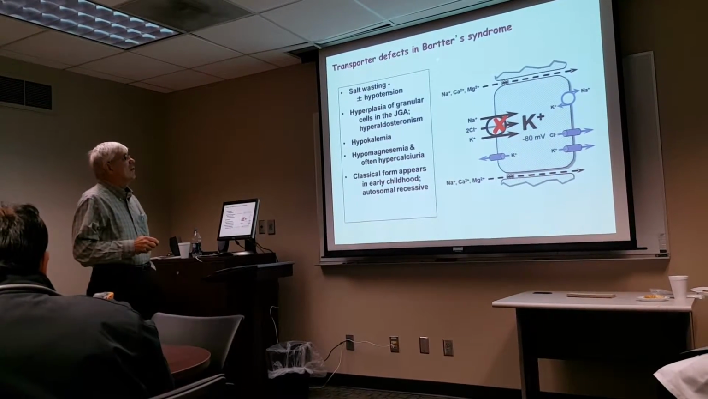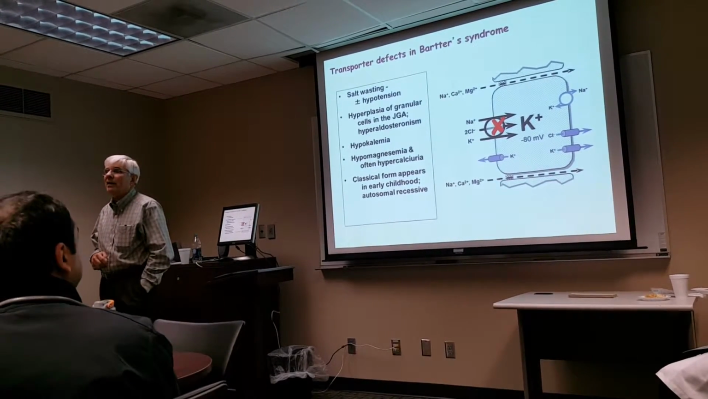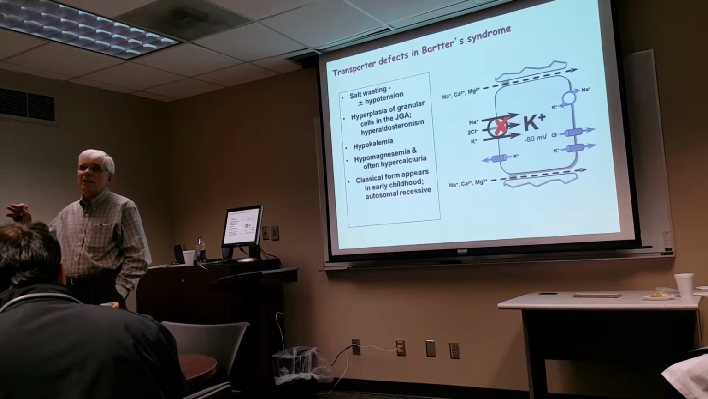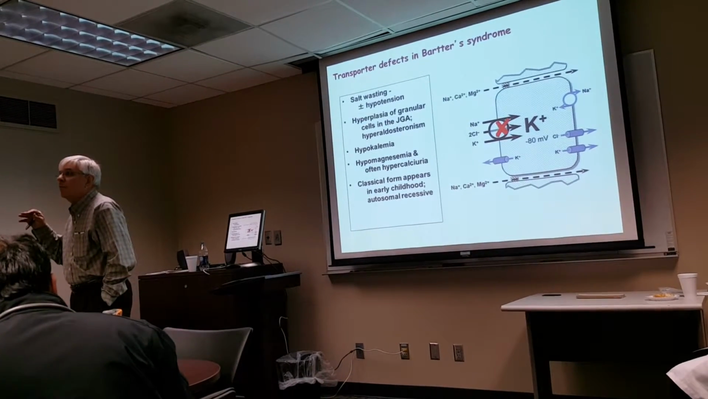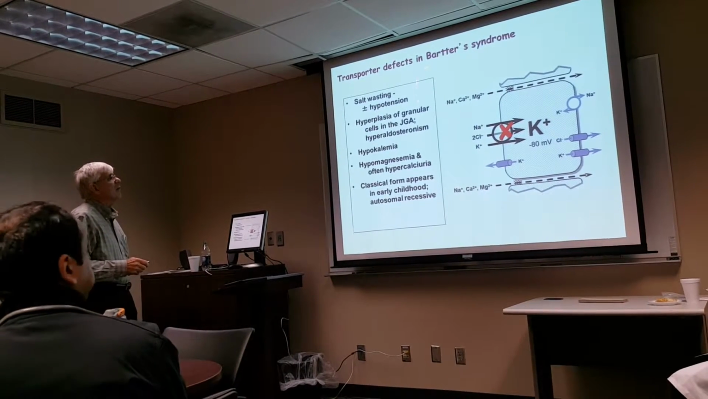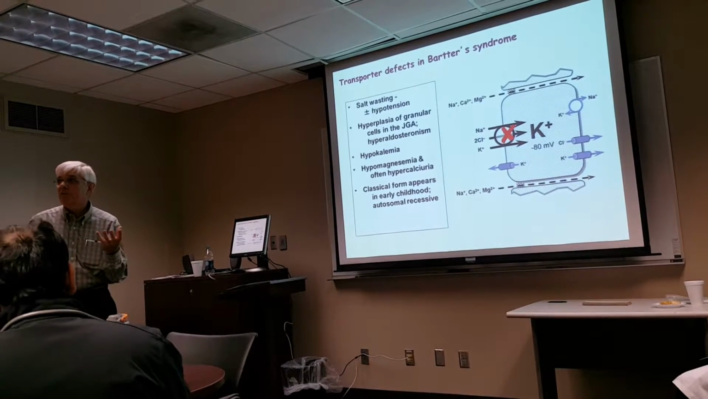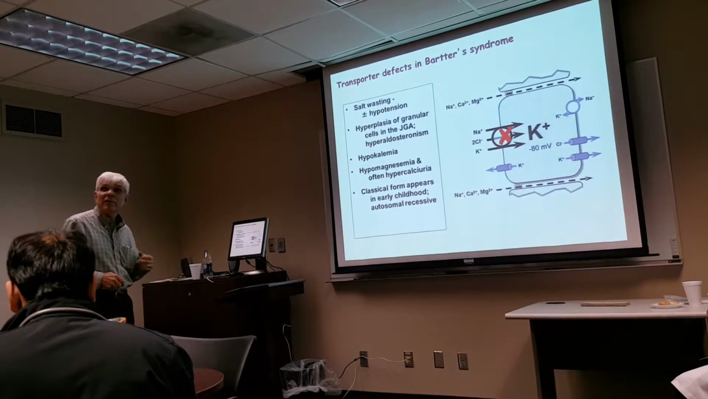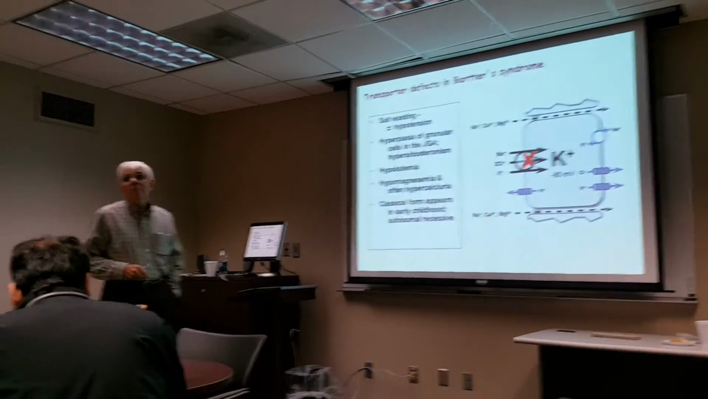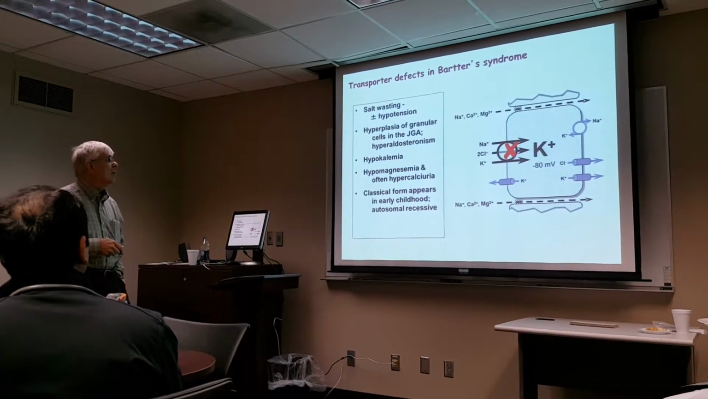What happens in Barter's syndrome is that there's a loss of function mutation in the NKCC2 cotransporter. It doesn't completely knock it out in most individuals, but it runs at a very much reduced rate. And these individuals, as you might expect, if you lose this major reabsorptive site for sodium, which carries about 25% of the filtered sodium, you're going to have salt wasting. And that salt wasting is often accompanied by hypotension.